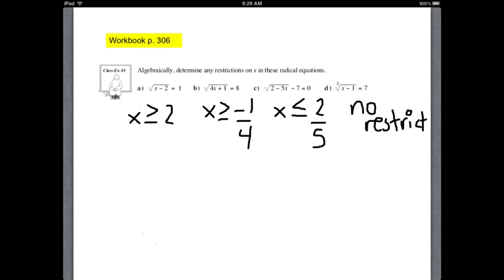Keep in mind too, when you're writing out the restrictions for a radical expression or radical equations, x is definitely greater than or equal to 2, but it's also belonging to the real numbers. So make sure you bring that in as well. For each one of these, x belongs to the real numbers.